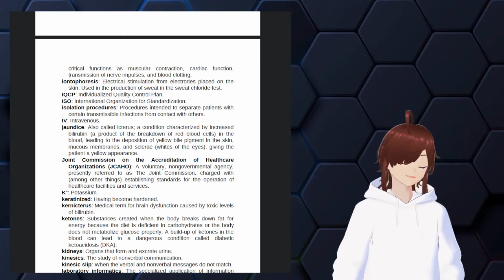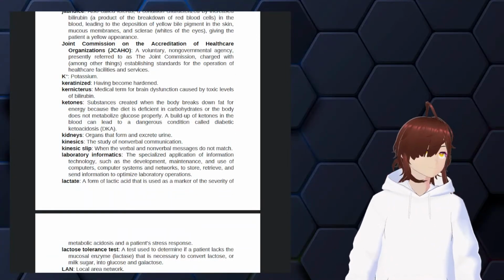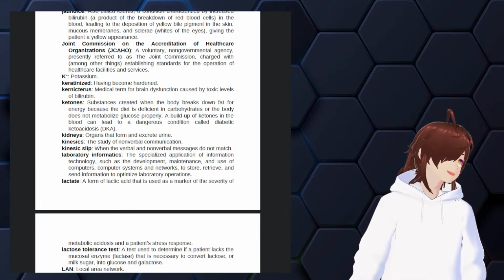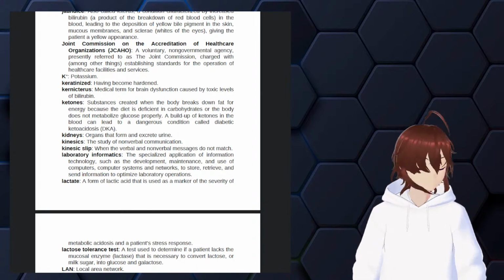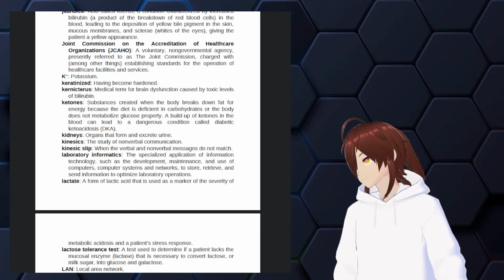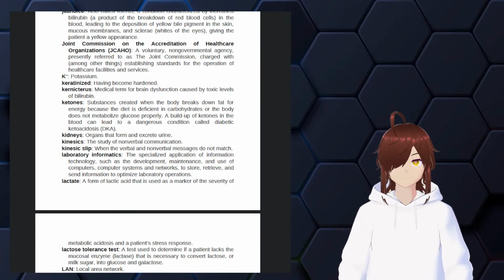Joint Commission on the Accreditation of Healthcare Organizations, JCAHO, a voluntary, non-governmental agency, presently referred to as the Joint Commission. Charged with, among other things, establishing standards for the operation of healthcare facilities and services. K+, potassium. Keratinized, having become hardened. Kernicterus, medical term for brain dysfunction caused by toxic levels of bilirubin. Ketones, substances created when the body breaks down fat for energy because the diet is deficient in carbohydrates or the body does not metabolize glucose properly. A buildup of ketones in the blood can lead to a dangerous condition called diabetic ketoacidosis, DKA.